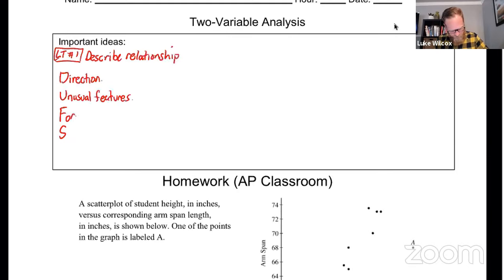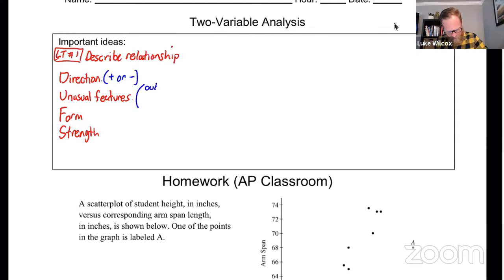F is form. And S is strength. And let's just put some quick notes about what you could say for each one of those. For direction, this one's pretty straightforward. You're either going to have a positive or negative direction there. Unusual features, we actually mentioned a few of them.